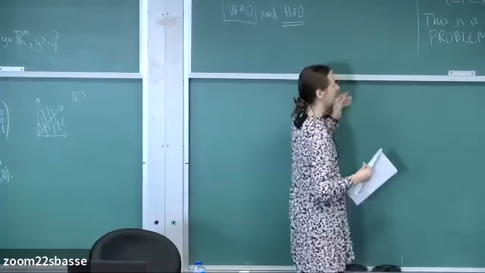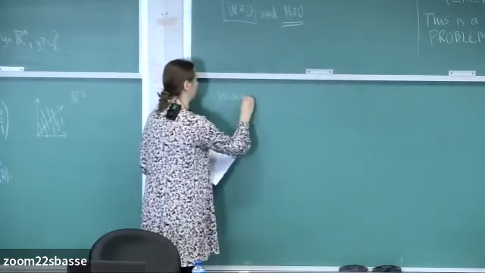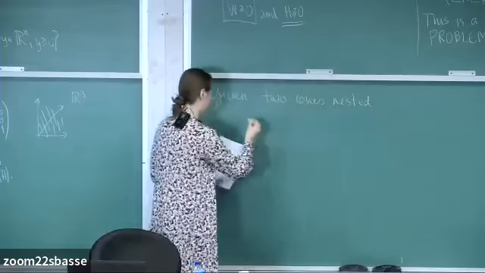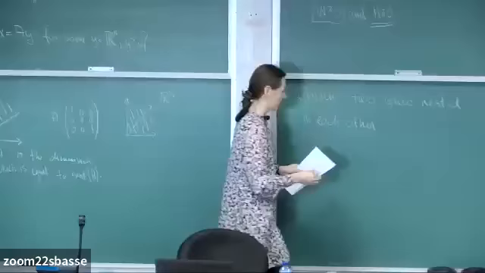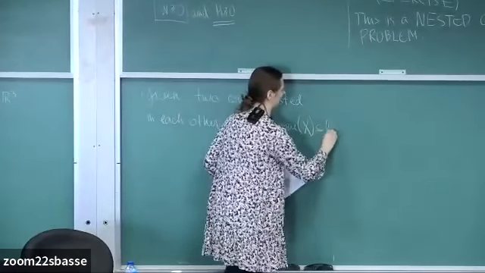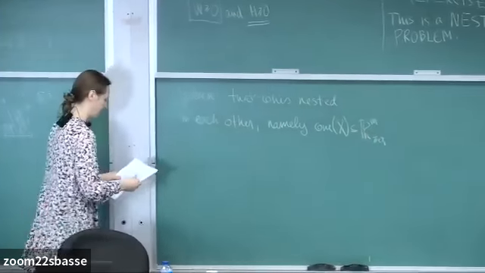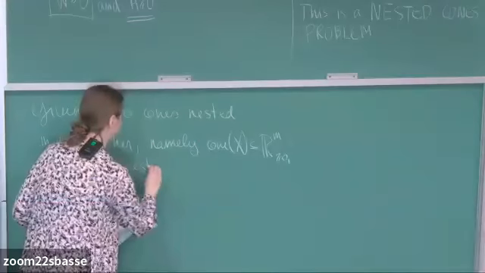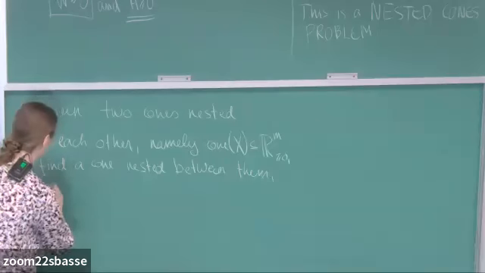Okay. This is a nested cones problem, and let me write down once more what a nested cones problem is. Given two cones nested in each other, and nested in this case means one is contained in the other, namely, cone of X is contained in the non-negative orthant, find a cone nested between them, namely the cone of W.